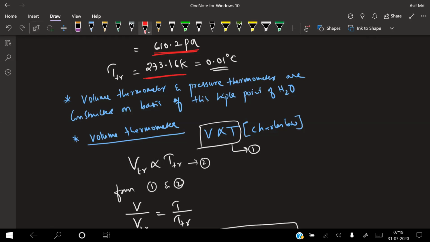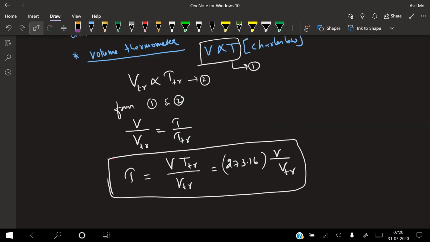So if I'm talking about the volume thermometer, V is directly proportional to temperature. That is my equation number 1. Now if I take the volume at the triple point is directly proportional to the temperature at the triple point, so from equation 1 and 2, if I divide both of them, I get temperature equals volume into temperature at the triple point divided by volume at the triple point. That is equal to 273.16 into V divided by volume at the triple point.